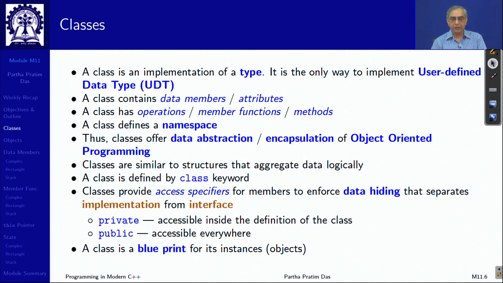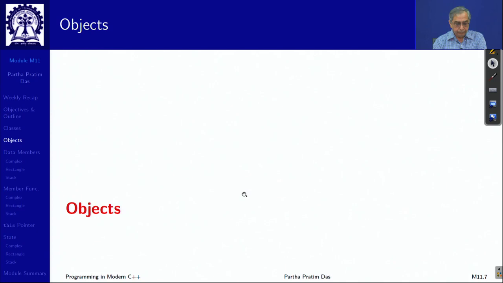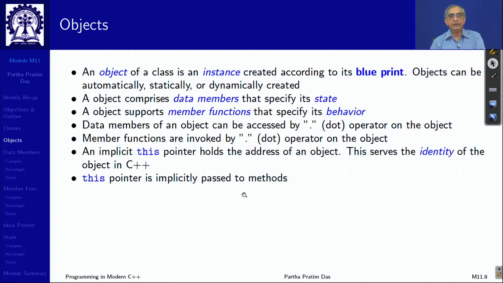So, class is a blueprint for its instances, which are called objects. So, what is an object? Object is an instance of a class created according to the blueprint, right. So, the class says that these are the data members, these are the member functions. Now, when we create the object, then the data members are specifically constructed and they can get different values which can keep on changing, they are like variables, and this collection of data members define the state of the object, and the member functions which are common across objects will give its behavior.